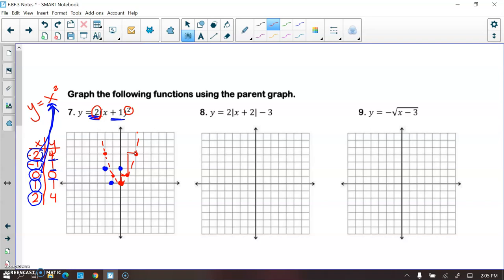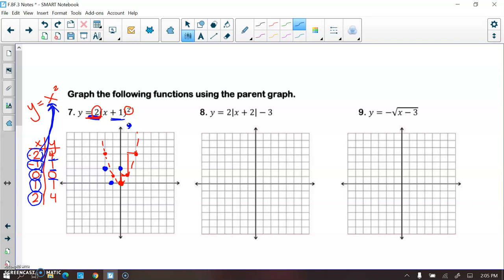Your run's always going to stay the same. It's the rise that we're going to multiply. So my rise was 3. I'm going to take that 3 and I'm going to multiply it by my stretch of 2. A 3 times a 2 is a 6. So from that point 0, 2 on the graph, I'm going to go up 6. 1, 2, 3, 4, 5, 6, which means I'm going to go off the graph a little bit and then over 1.